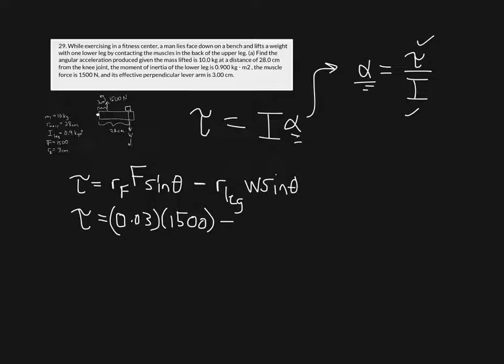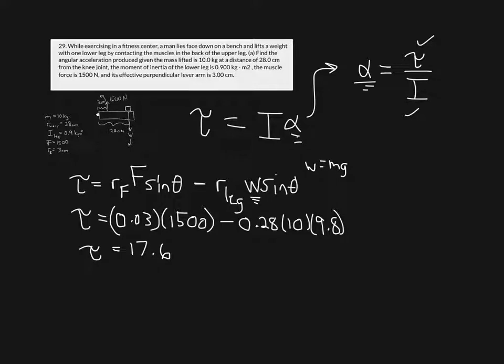Minus the radius of my leg. And I know that the radius of the leg, where the weight is actually being held, is equal to 0.28 meters, and that was given in the problem, times the mass of the leg, which is 10 times 9.8. So that comes from the weight, which is equal to m times g. And again, sine of theta is sine of 90, which is 1. So I can combine all of this to get a torque. I combine these torques to find that the total torque acting on this leg is 17.6.